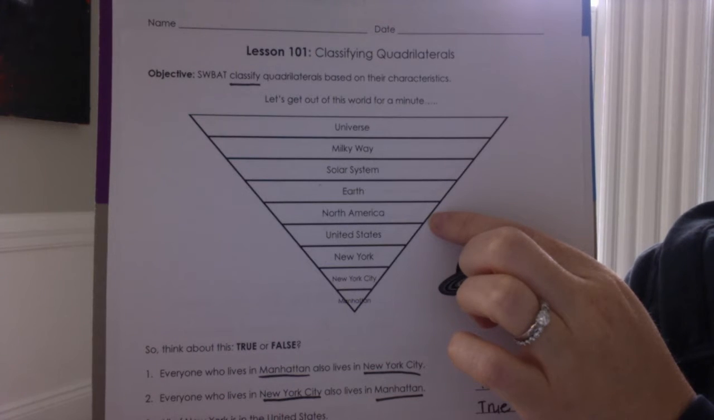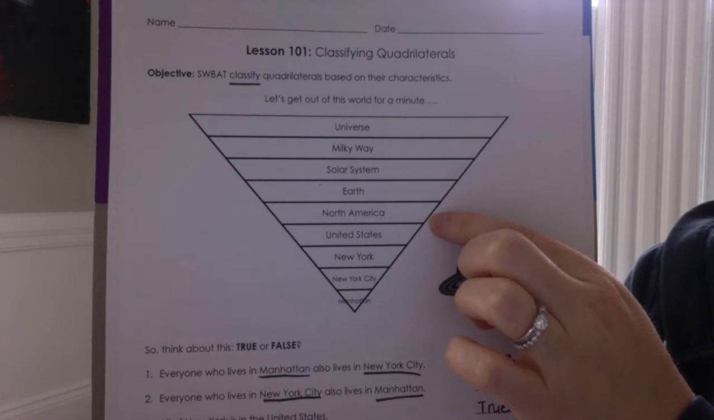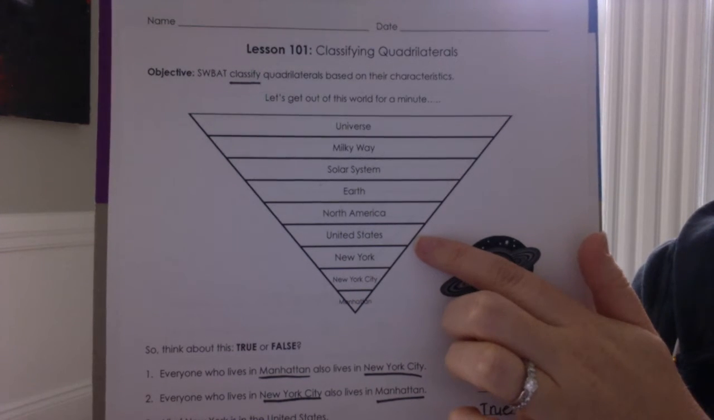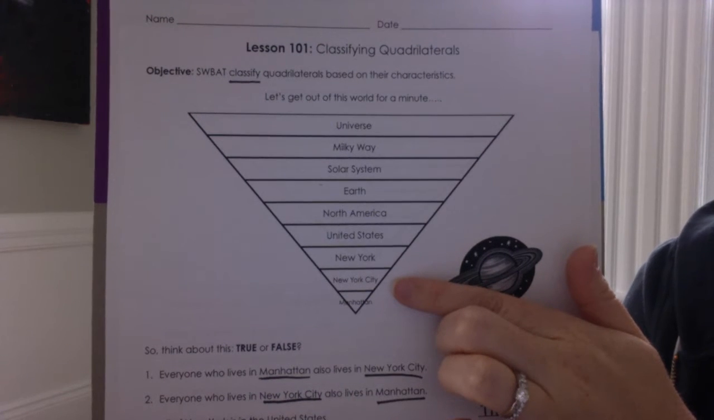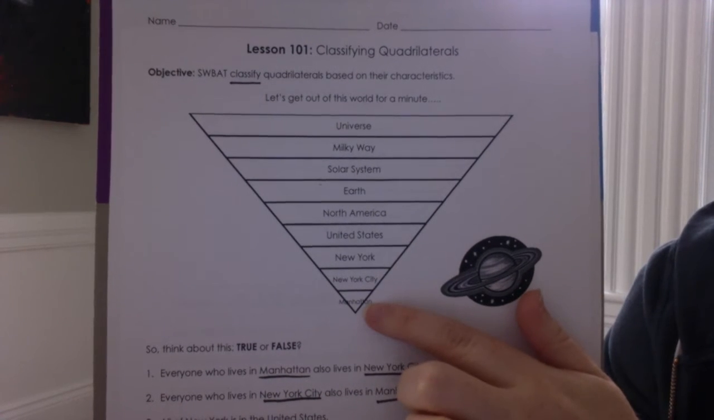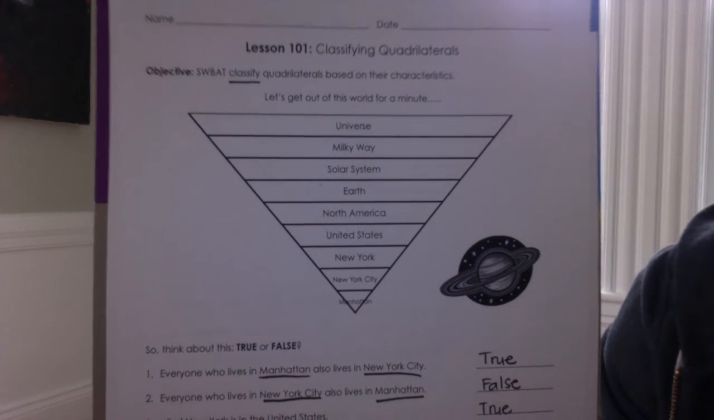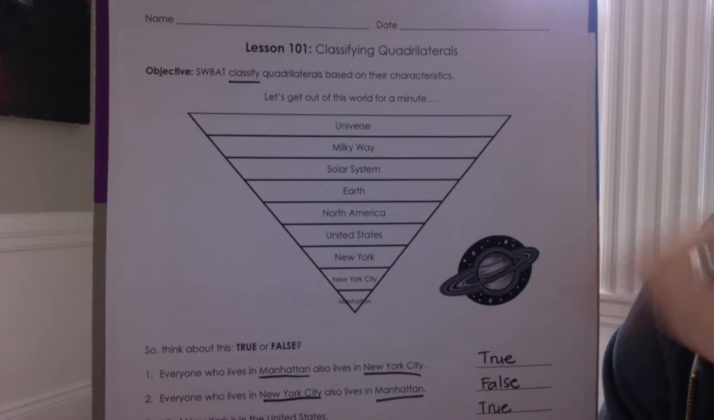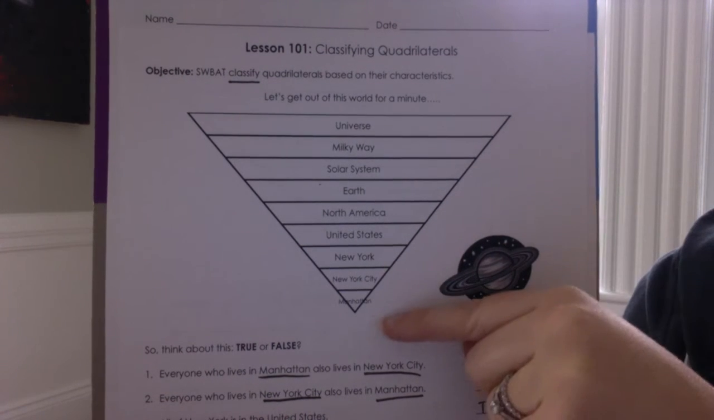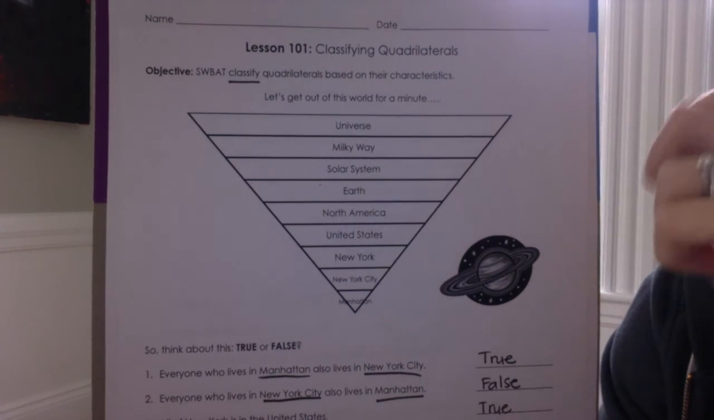And as you see, we're getting narrower and narrower and narrower. The place name is getting much more specific. So we can say that one of the countries in North America is the United States. One of the states is New York. One of the cities is called New York City. And then even more specific is the borough, which is Manhattan. We could keep going and get more specific with neighborhoods and streets and things like that. But for our purposes today, we just want to understand how you can give a quadrilateral, a shape with four sides, many different names depending on what category or group it belongs to.